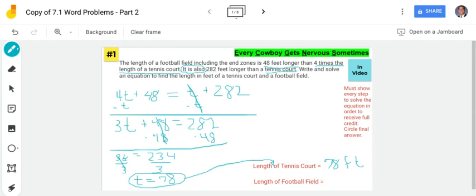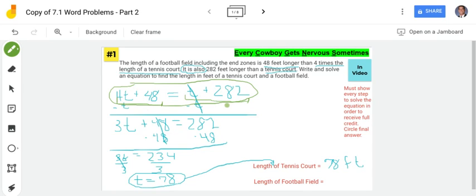Now, how are we going to find the length of a football field? Well, we're told up here that we can either do 4 times T plus 48 to get the length of a football field, or we could just do T plus 282. Because remember, this is an equation. And so all of this information right here, we are saying that 4T plus 48 is the same exact thing as T plus 282. Of course, that's what the equal sign means, right? Is the same as.